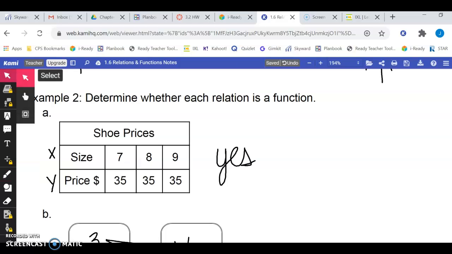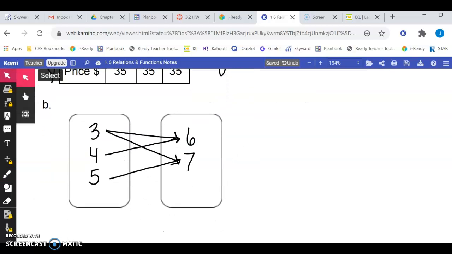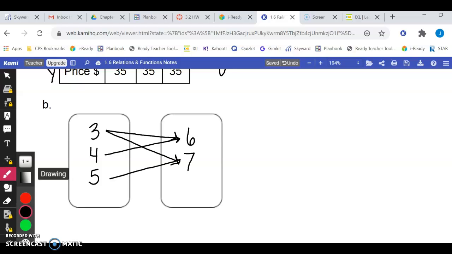They do not repeat. This one gives us a mapping diagram, and if you look, that 3 has two arrows coming off of it, one going to the 6 and one going to the 7. That means that 3 repeats. So we can't have that. That is not a function.